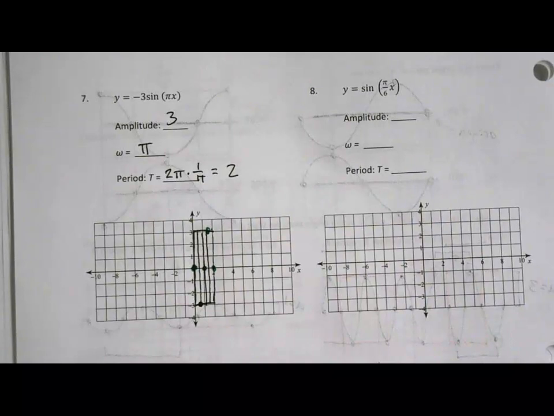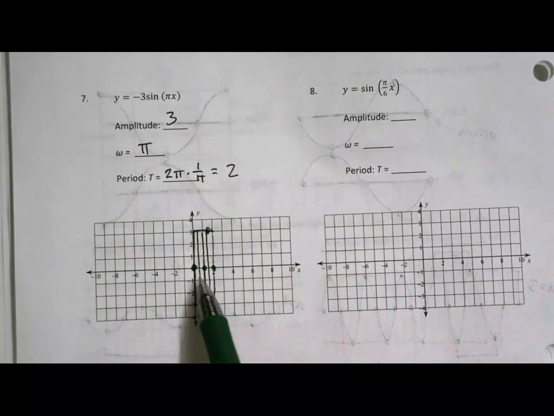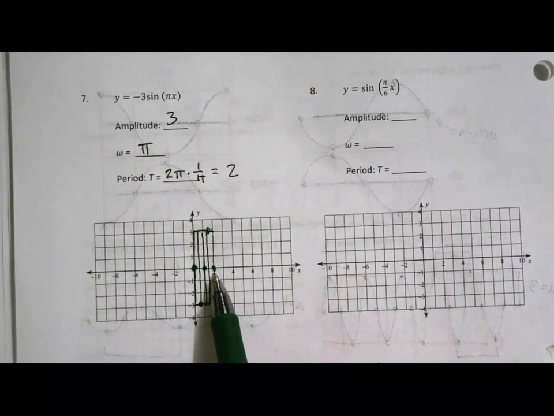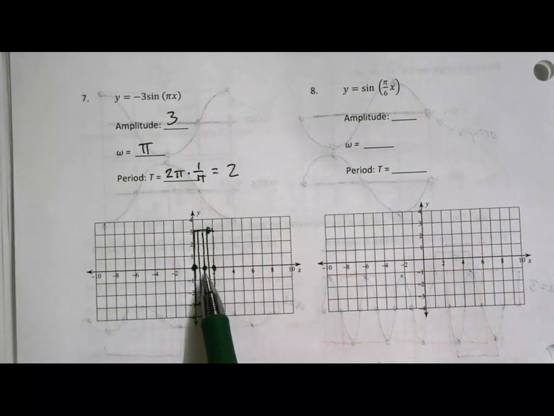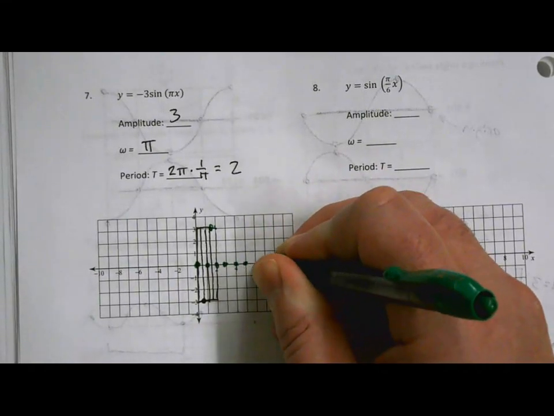On a problem like this, it really goes a lot faster to just do all of your x-intercepts at once, and then all of your maxes at once, and then all of your mins at once. If you recognize the periods too, so the x-intercepts are going to happen every half period, always with sine and cosine. It's always every half period. So they're going to happen every 1. So I can just go straight across my x-axis and put a point at every 1.